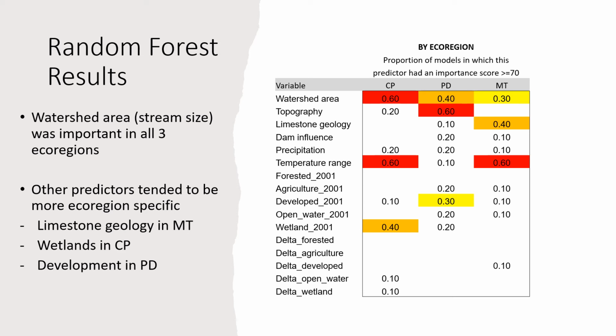I'm going to show you 2 charts back to back here. For these random forest results, hotter colors indicate a variable that is more important. Cooler colors indicate variables that are less important, with white or blanks being the coolest. So some takeaways from this table off the bat is, one, that stream size, watershed area is extremely important across all 3 ecoregions, whereas other predictors tended to be more ecoregion specific, like I was saying back at the RDAs.